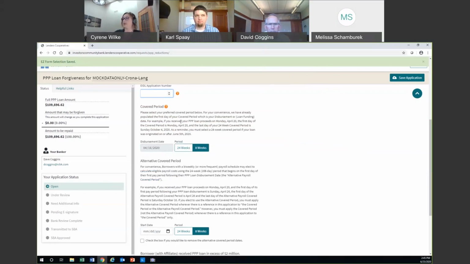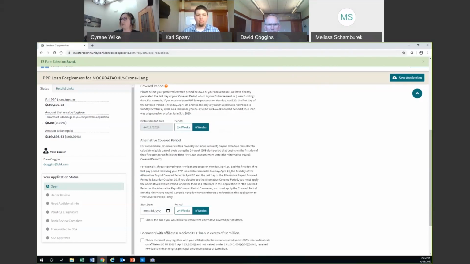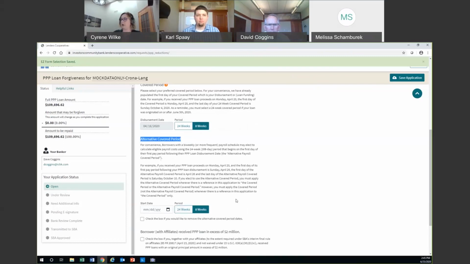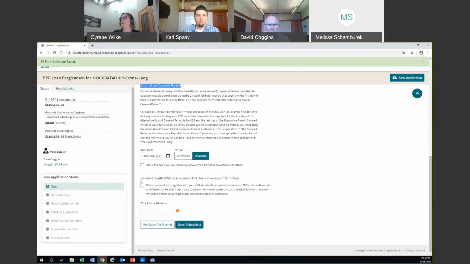So some of you might have asked the question, how do I get the 24 weeks? How do I choose 24 or how do I choose 8 weeks? Here's where you can toggle in between either the 24-week period or the 8-week period, and the system will automatically work through the calculations for you. There's also an option if you still choose to use the alternative covered period, you would enter in that information here and then again, choose your period.